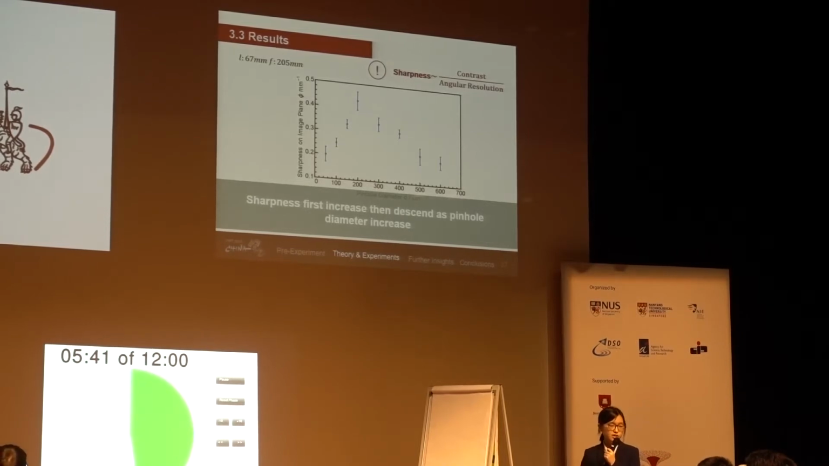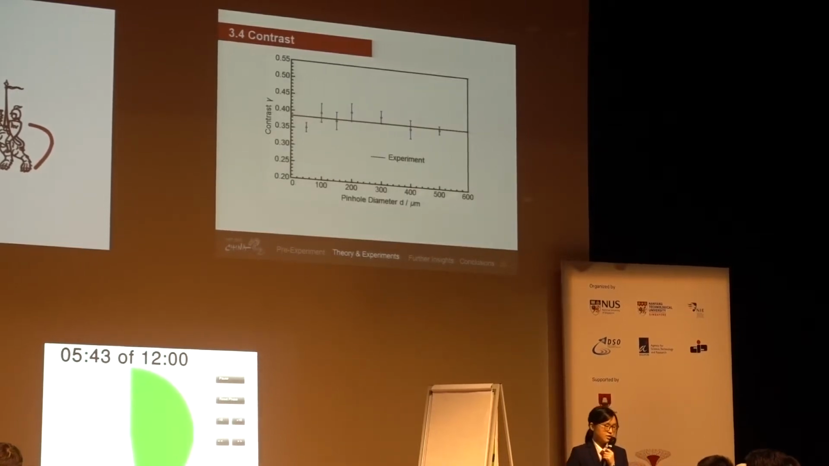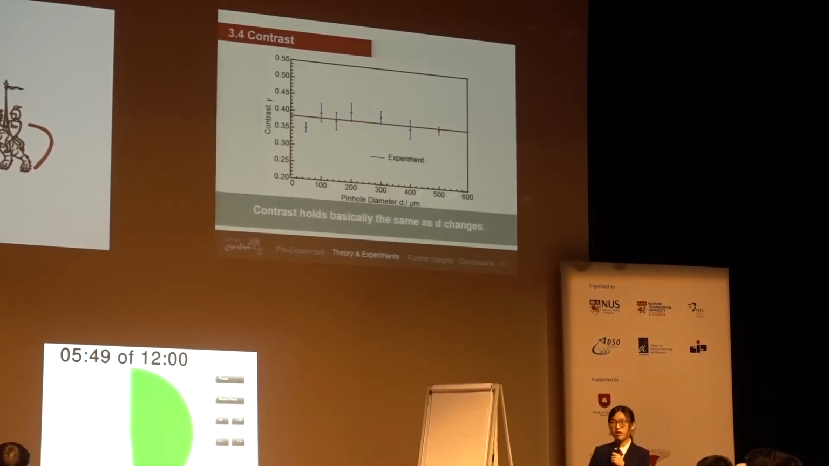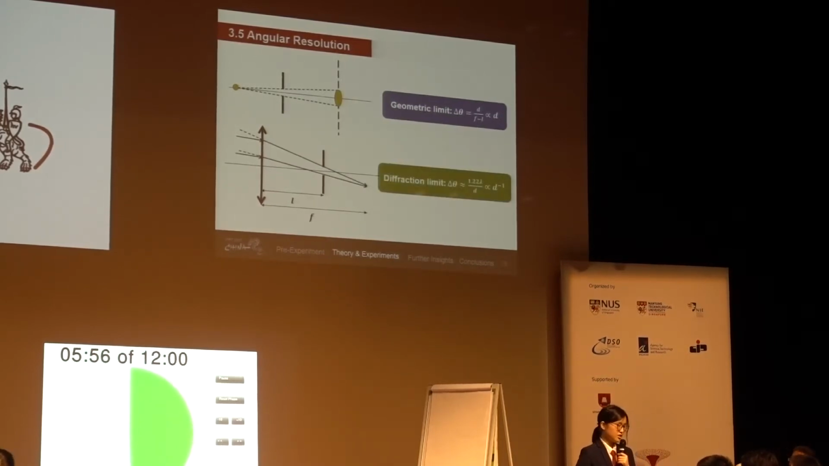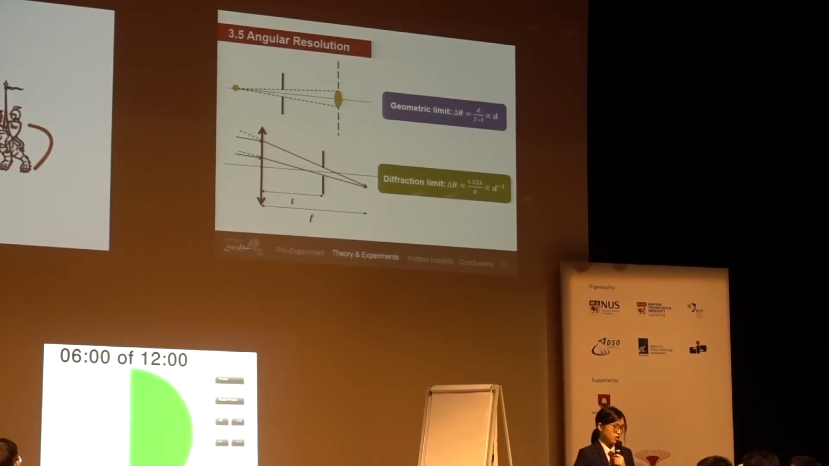So we separate these two values. First is contrast. We changed the pinhole diameter and found that the contrast doesn't change much. So there must be something about the angular resolution. The angular resolution is due to both the geometric limitation and the diffraction limitation. The pinhole itself, considering a point source, will go through a pinhole with a radian. The image is a disk instead of a point.